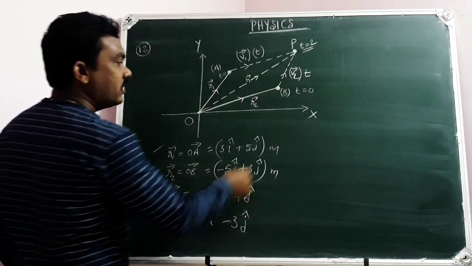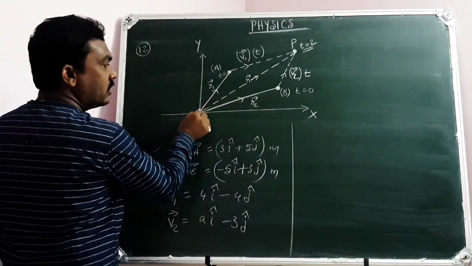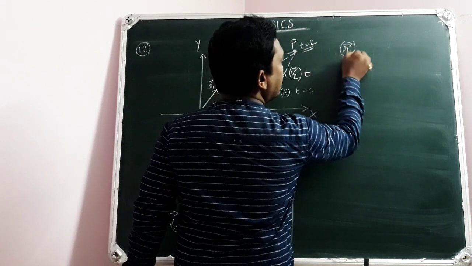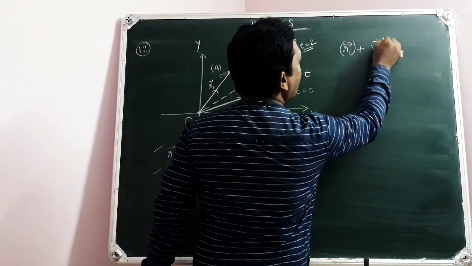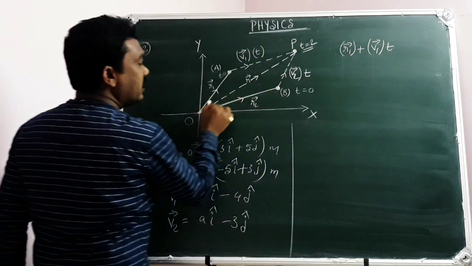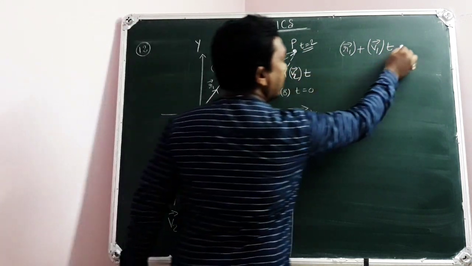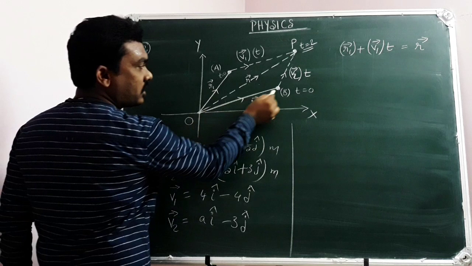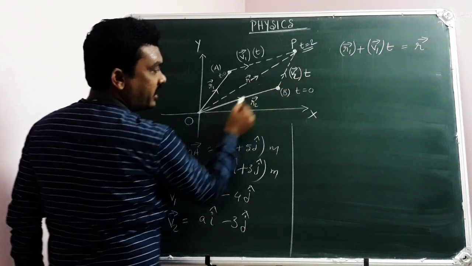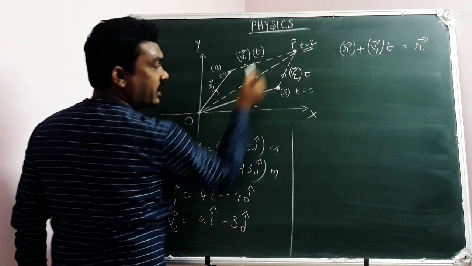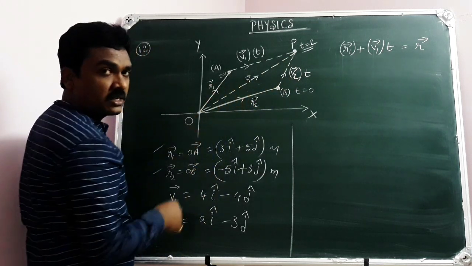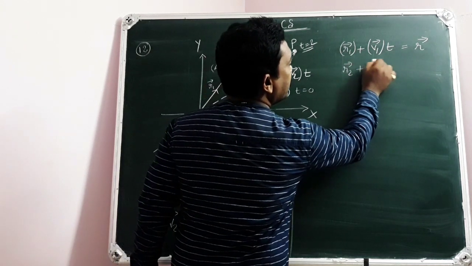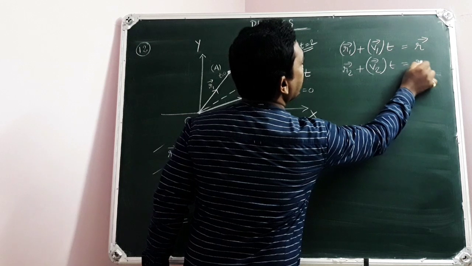Now let me apply triangle law in that particular situation. If I apply triangle law, r1 bar and v1 bar into t are the two adjacent sides taken in the same order, and the third side of the triangle is r bar taken in opposite order. Similarly, if you apply triangle law here, r2 bar plus v2 bar into t are the two adjacent sides of a triangle taken in the same order, then r bar will be the resultant of those two. Means I can write r2 bar plus v2 bar into t is equal to r.